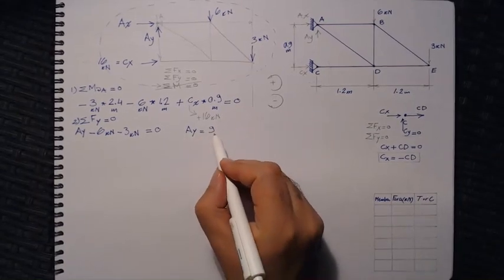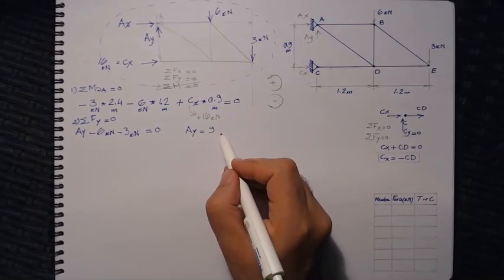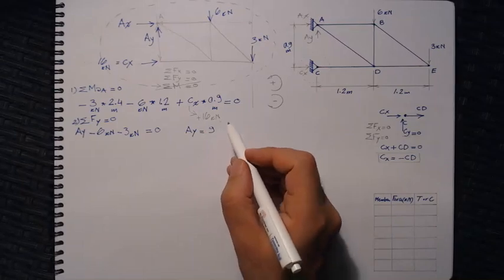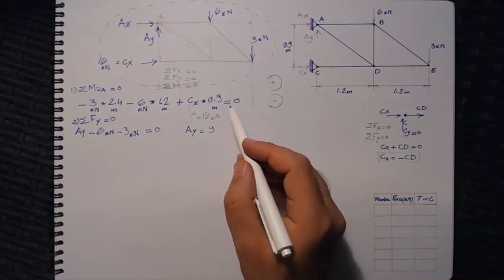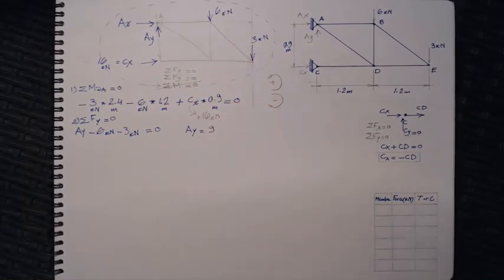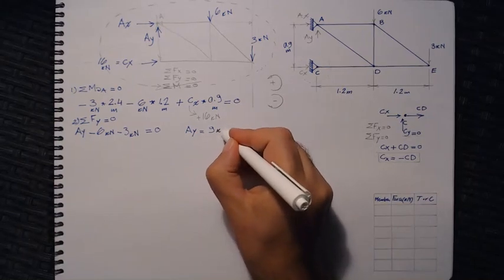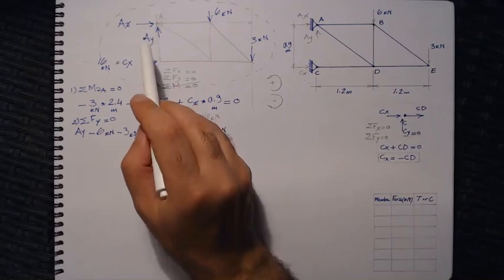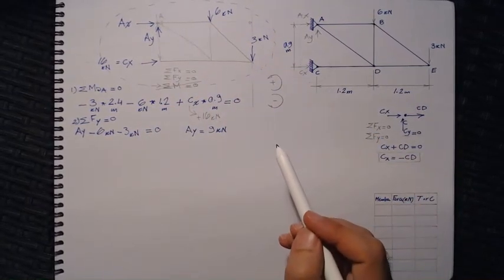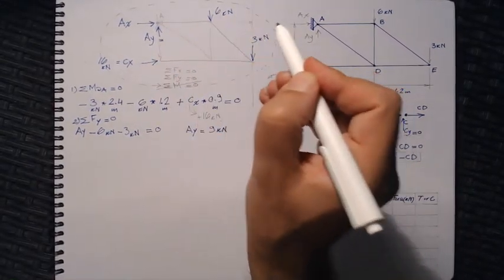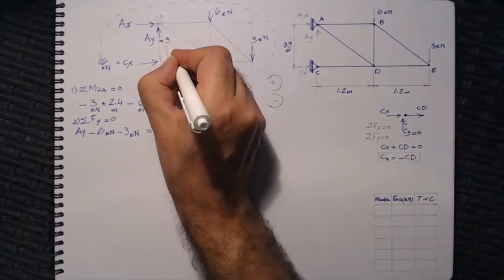So what's the unit of this force? Is it newtons? Is it kilonewtons? The answer is kilonewtons, just like this force here, just like these forces. So the forces here will be in kilonewtons. And the positive sign means that this direction is correct. So I will just note that AY will equal 9 kilonewtons.